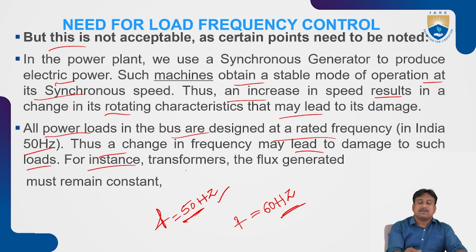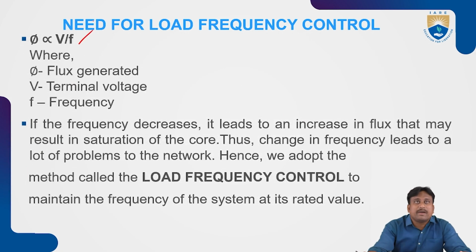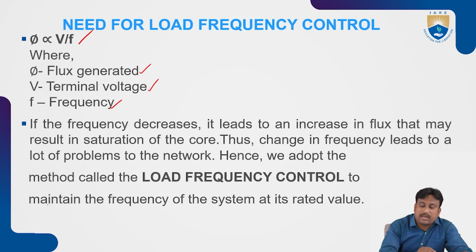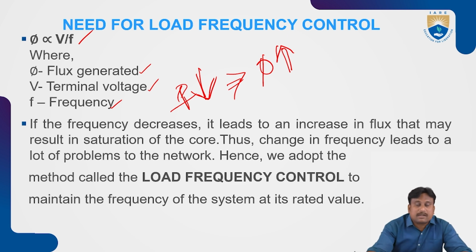So for instance, in transformers the flux generated must remain constant. Here the flux is proportional to the V by F ratio, where phi is the amount of flux generated, V is the terminal voltage, and F is the frequency. If the frequency decreases, then it leads to an increase in the flux, which may result in saturation of the core. So changes in frequency lead to a lot of problems in the network.